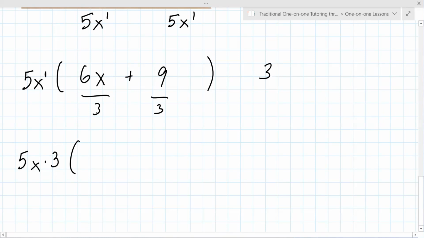Wait, do we have to simplify? Yes. All right, 6x divided by 3.